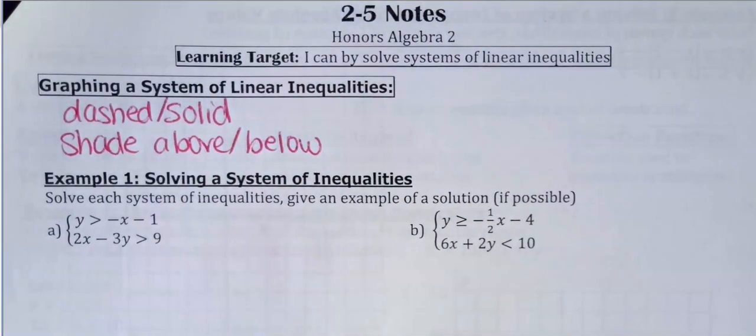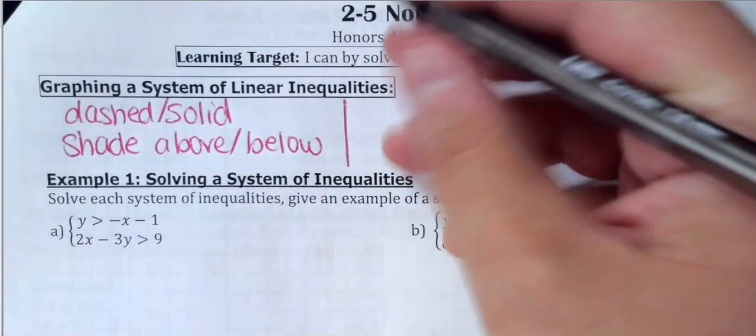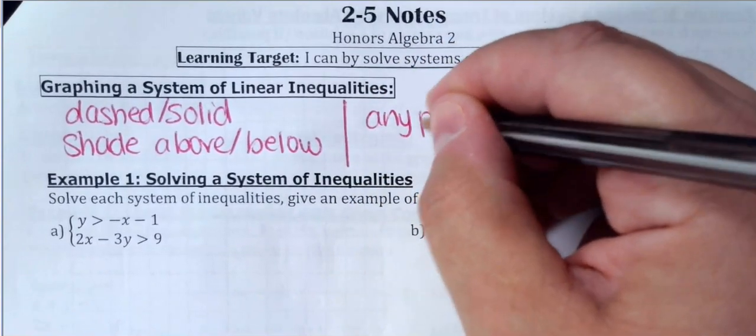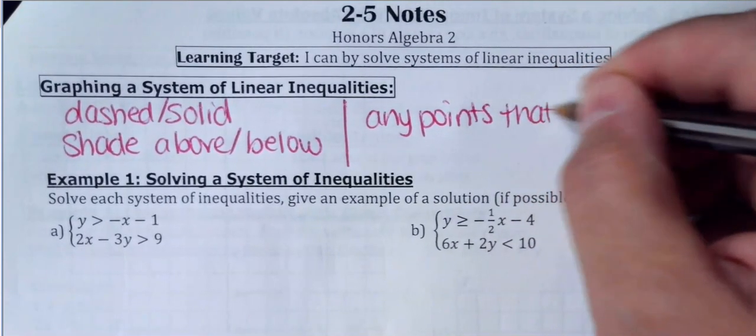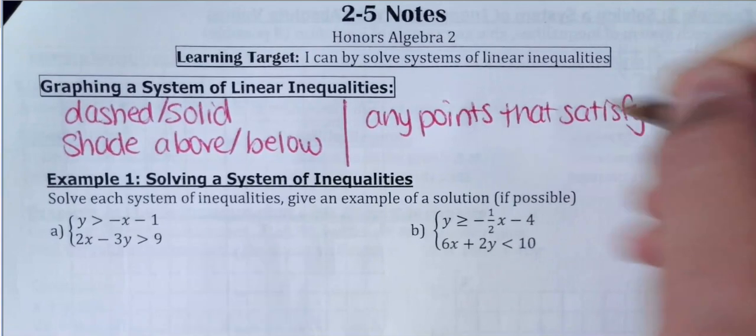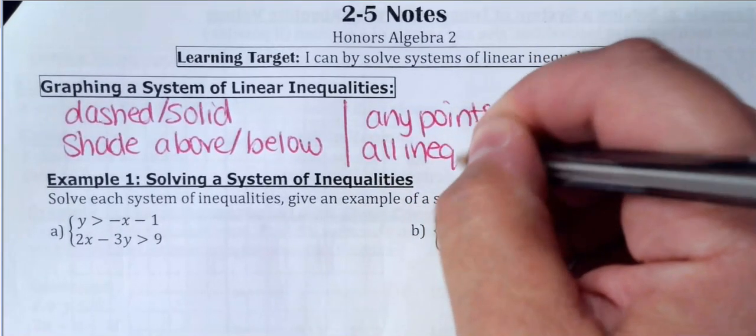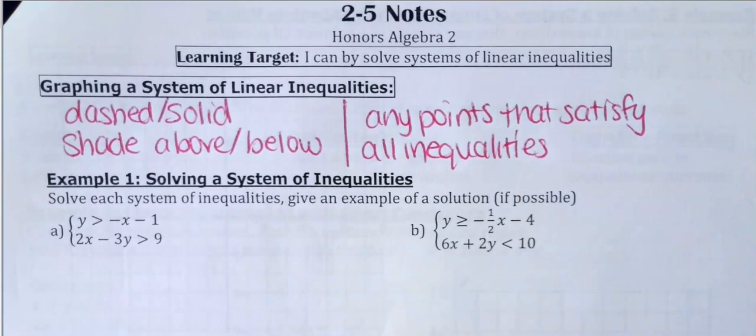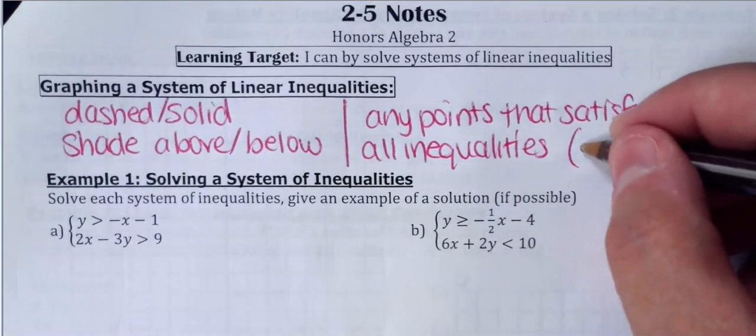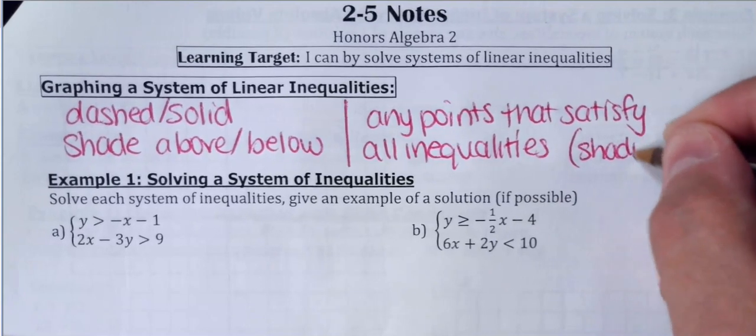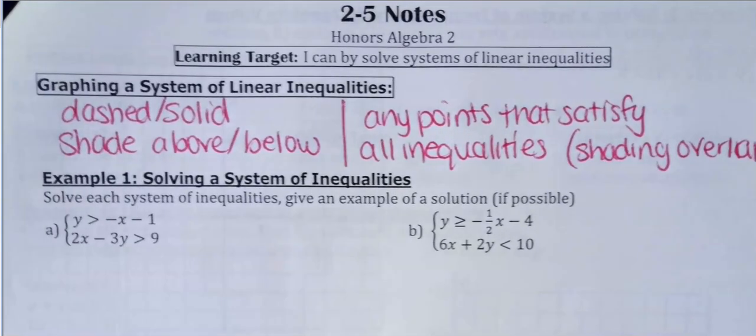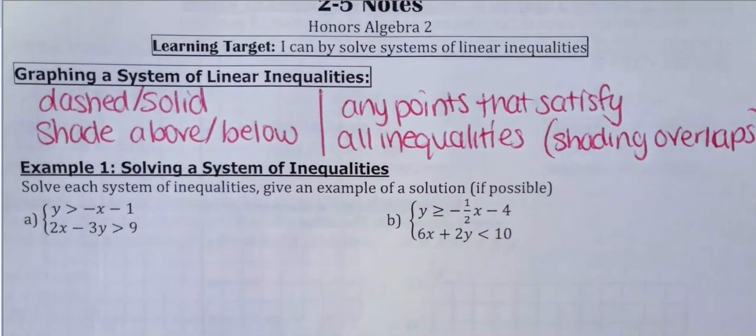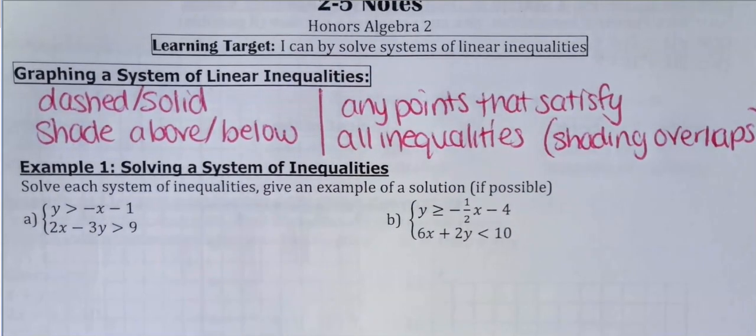You want to think about your shading above or below. And if you have a system, what we're going to look for is any points, because usually it's a region, any points that satisfy all inequalities. Basically on the graph, what that's going to be is where your shading overlaps. And that'll be a little bit more evident when we actually do that on the graph. So anywhere where your shading is going to overlap is going to be the solution to your system of inequalities.